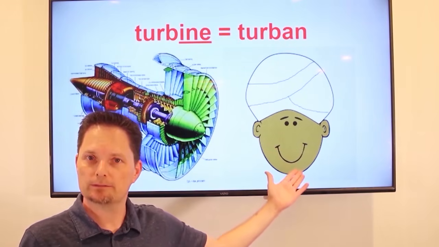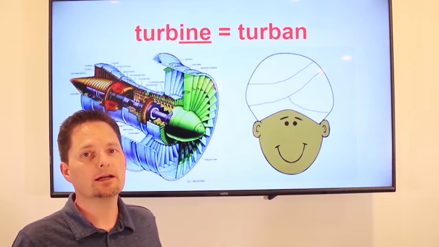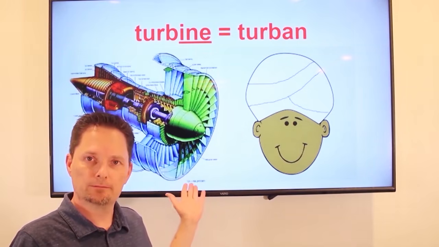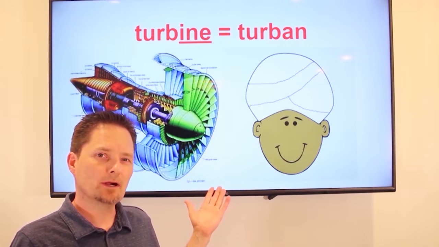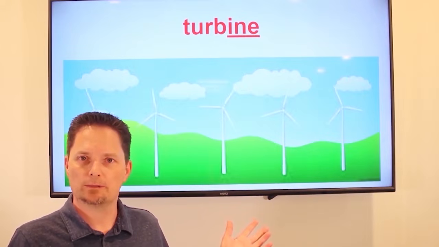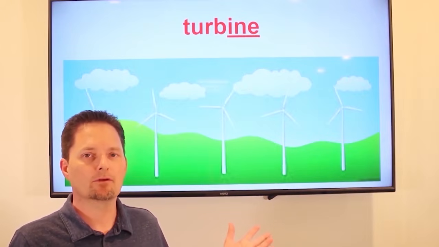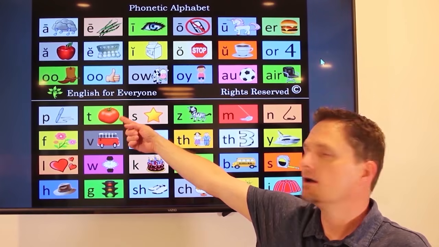Turban, he's wearing a turban, and turbine. This is a turban. In America, it's more common to hear turban, but in England, they say turbine. Some people in America say turbine, but it's more common in America to say turban. Example, these are wind turbines. They create electricity from the wind. Pronunciation, turban.